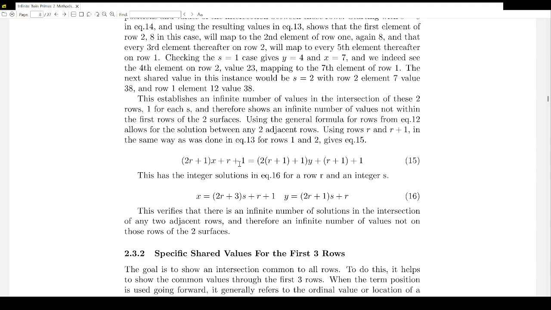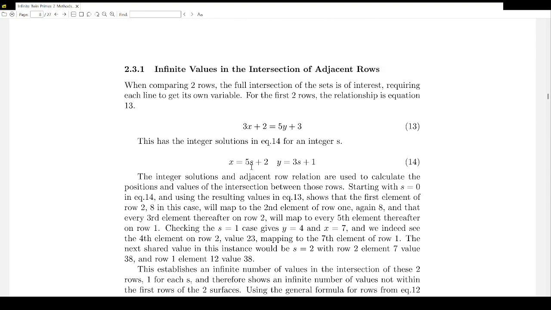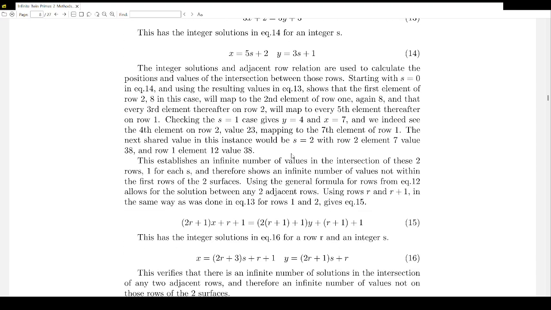And the same way, for any row r and row r plus 1, you'd use this formula. And the same way we made our generating function here, or our integer solutions as we called it, which can just generate all those values and their places between the two rows that you're talking about, row r and row r plus 1, we came up with this form here between the first and second row.